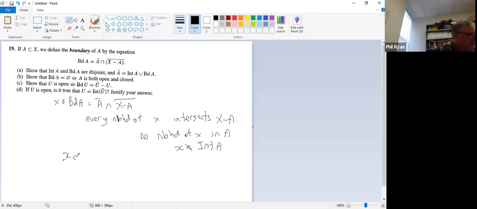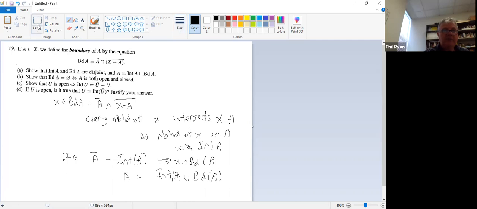And if x is in the closure of A subtracted the interior of A, then every neighborhood of x intersects X minus A, and so x is in the boundary of A. And so A prime then is going to be the interior of A union the boundary of A. And that gives us part A.